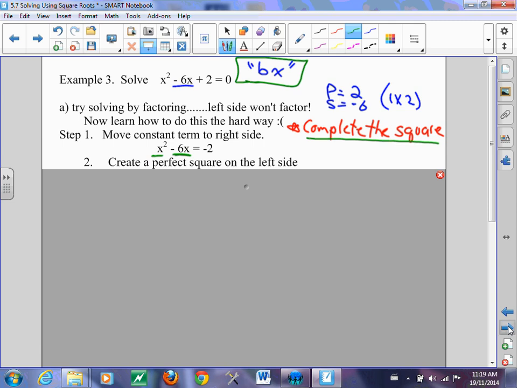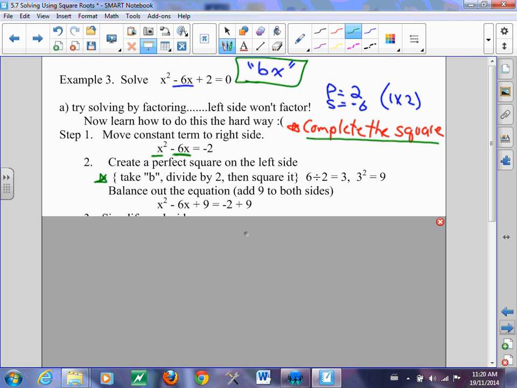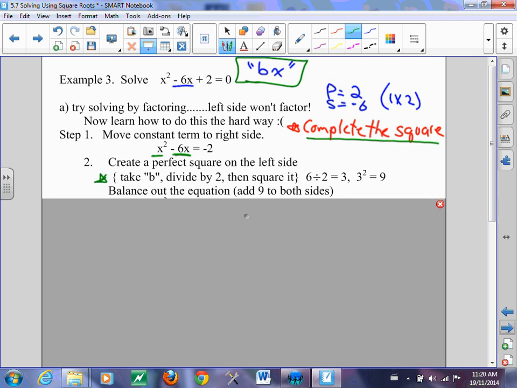To complete the square, we're going to create a perfect square on the left side. What we need to do, and this is the key thing, is take b, divide it by 2, and then square it. Based on this equation, off in a side margin, I want you to write b divided by 2. So b in this case, folks, is negative 6. So you go negative 6 divided by 2 equals negative 3. So far, so good?